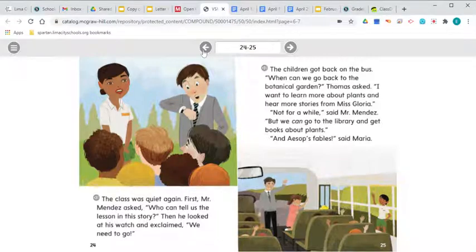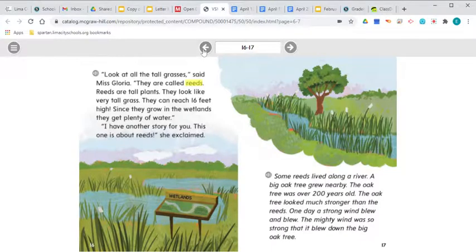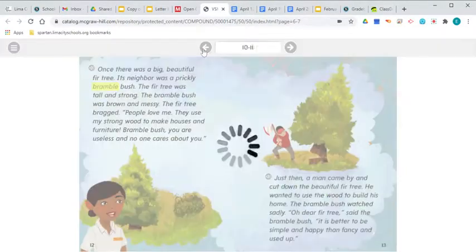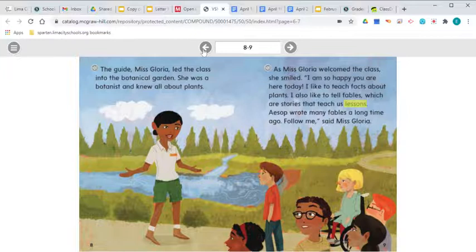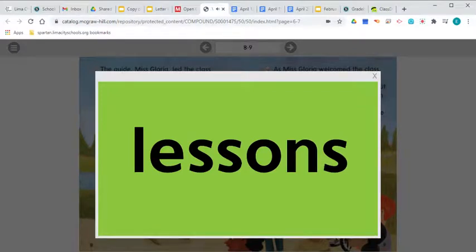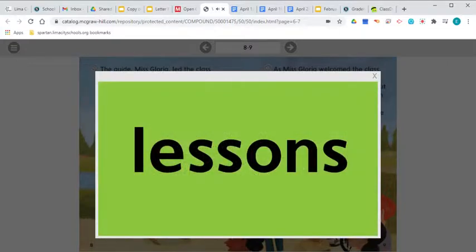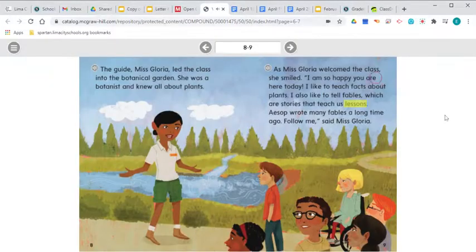But before you go, let's talk about some vocabulary here. We've got to go all the way back. There we go. There's the first one that I want to talk about. It said, "I also like to tell fables, which are stories that teach us lessons." Lessons. Plural form of lesson. Something learned, taught, or studied. All right, lessons are something that are learned or taught or studied. So the lessons that you learn in a fable is something that it teaches you about life.